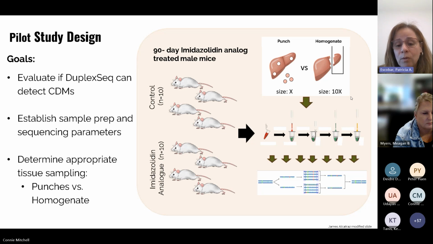That was the first purpose. Then we were going to use only the vehicle control animals and the high dose of the male mice, as we already knew they were at a dose higher than where hepatocellular carcinoma was seen in the 2-year carcinogenicity study. So we went ahead, and that's how we started our pilot study.